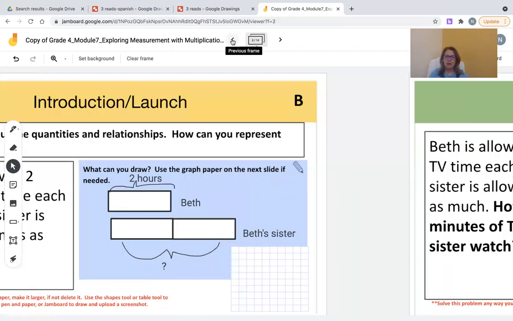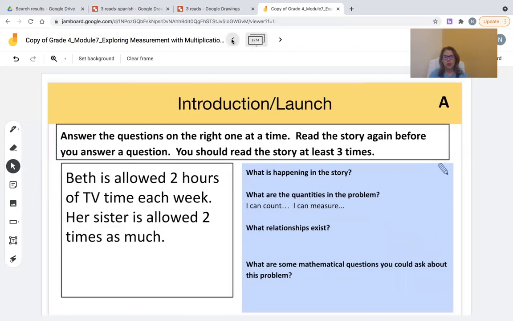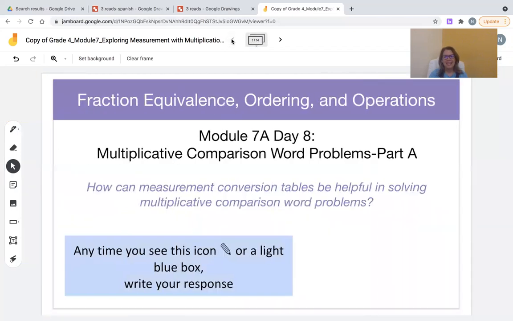Again, this is Ms. Pagan, and I supported you to complete the introduction section by using the 3 reads, the Google Jamboard drawing tools, and how to show your thinking using the text box and also the drawing tools.